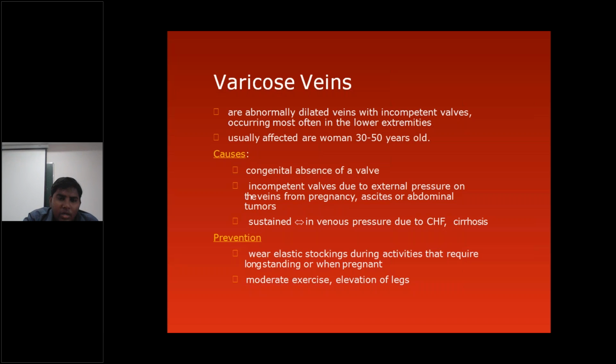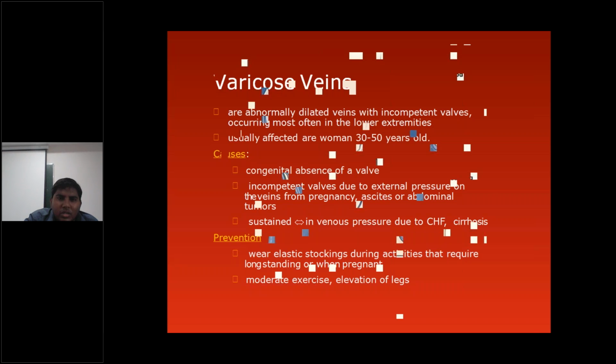So the congenital causes include absence of wall or incompetent valves. Prevention means usage of elastic grip bandages or venous stockings, moderate exercise, and elevation of the limbs above the level of the heart. The exercise helps in improving the peripheral venous circulation and improved venous return.